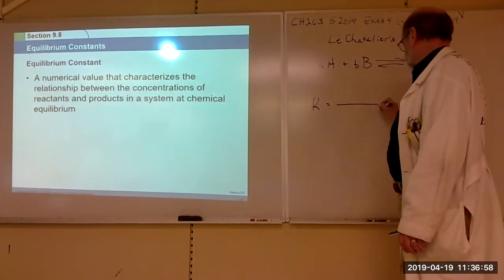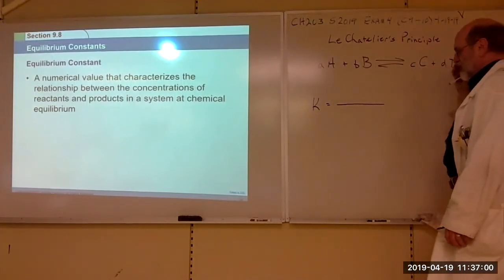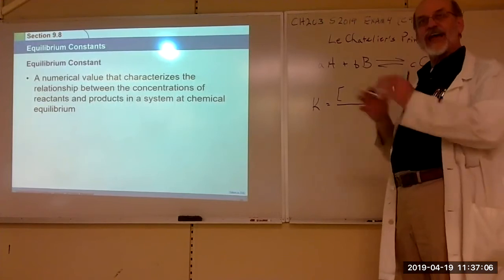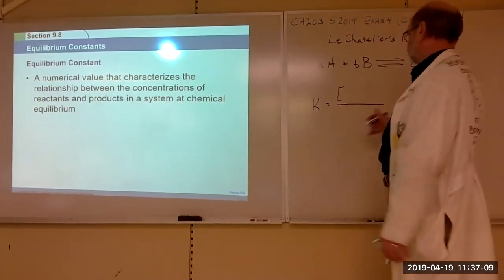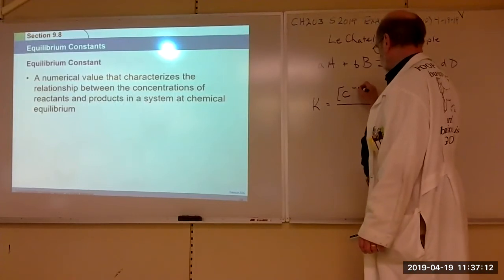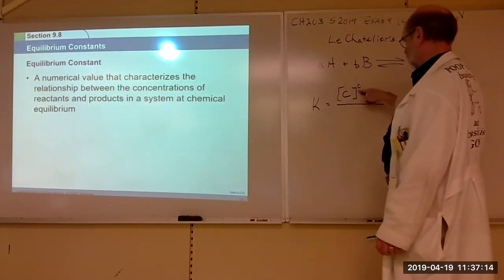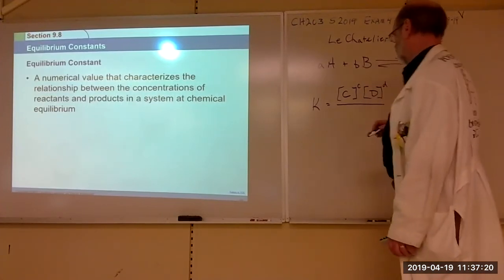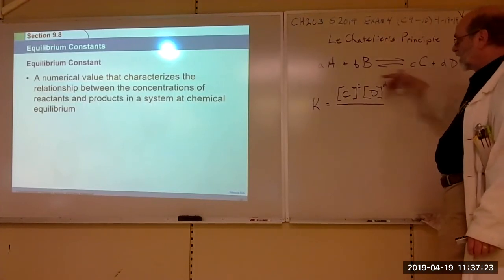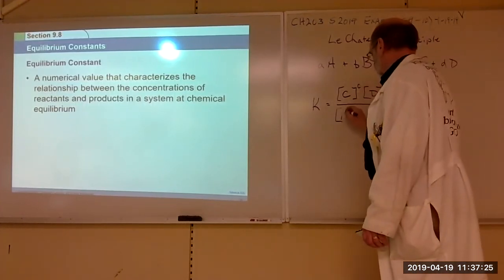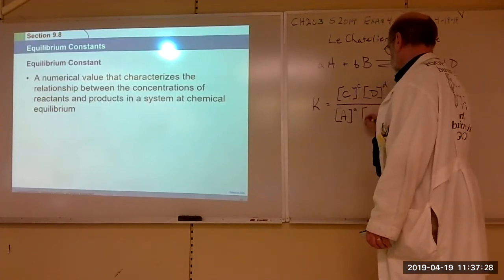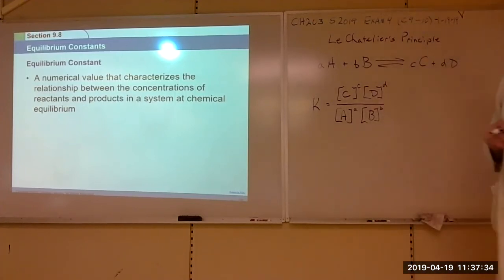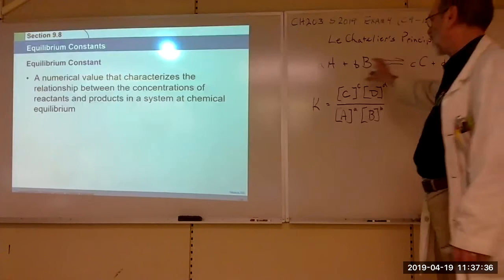Then our equilibrium expression takes the product, and I use square brackets. Square bracket means concentration at equilibrium. Okay? So that will be C to the coefficient power times D to its coefficient power. That's in the numerator. The denominator then is A to its power and B to its power. That's the equilibrium constant expression for that generic equation.